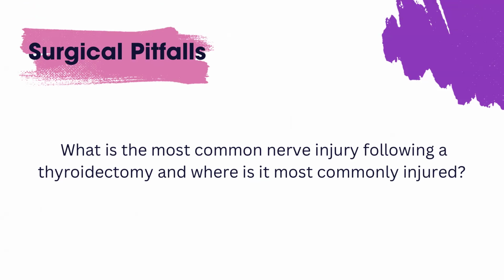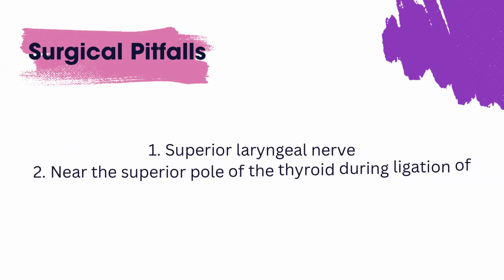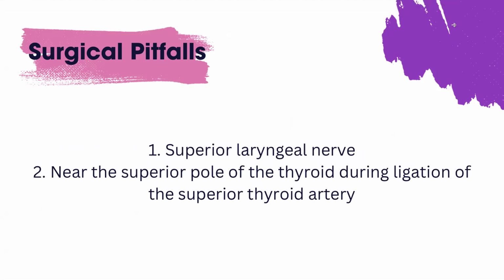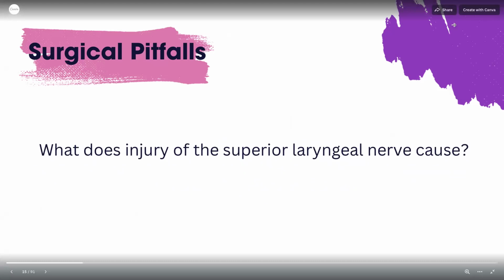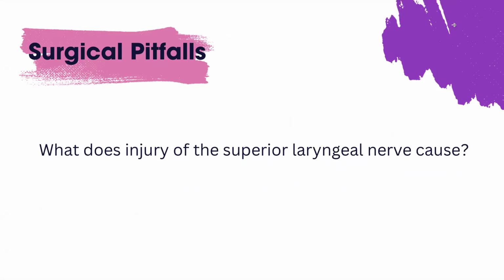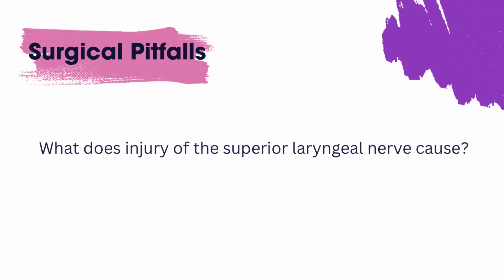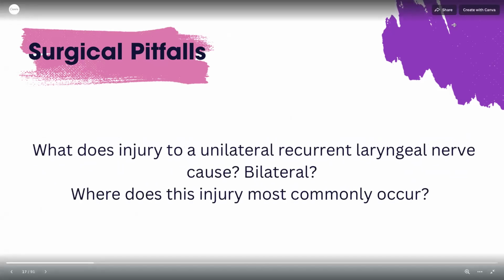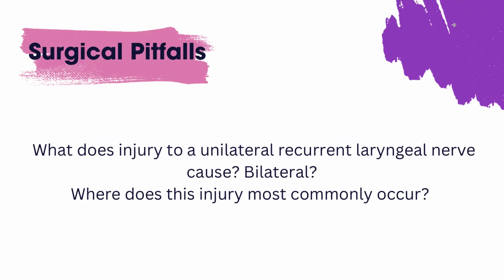Yeah, the superior laryngeal. Does anyone know where this is commonly injured at? Yeah, so up at the superior pole, usually during ligation of the superior thyroid artery. What does injury to this nerve cause? Yeah, difficulty with projection, voice fatigue. Okay, what about the recurrent laryngeal nerve? Who can tell me what happens if you injure this? Yeah, so hoarseness unilaterally. What about if bilaterally?